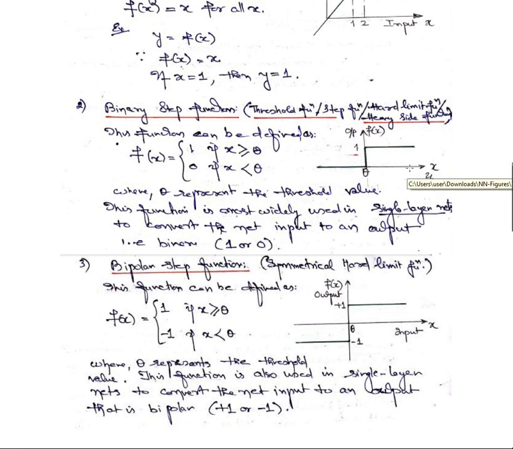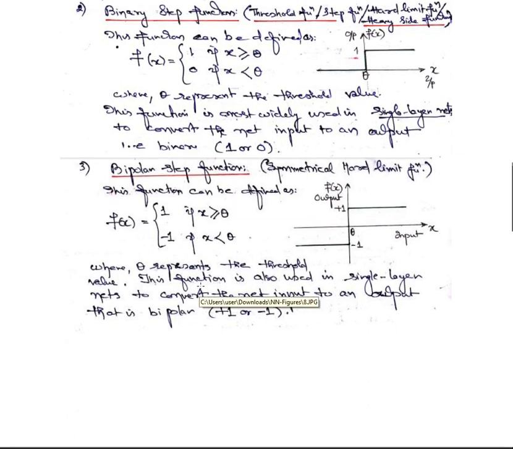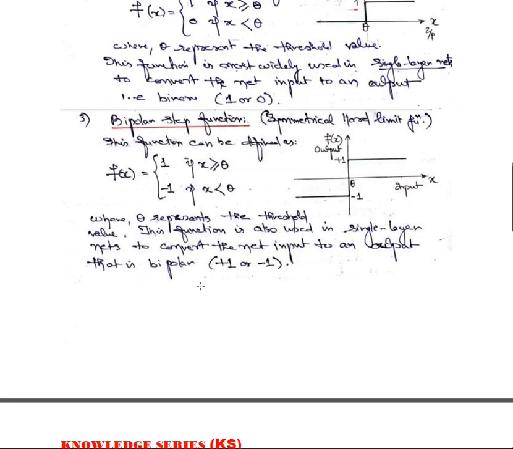So here the theta represents the threshold value. This function is most widely used for the single layer network to convert the net input to an output. So that's how, for a given net input, you will be able to decide at which side it will be lying. So this is basically used in a single layer network. Now going to the next, this is a bipolar function.